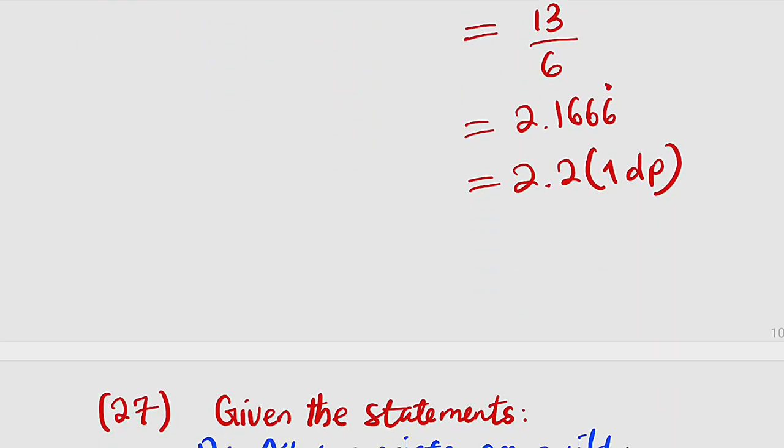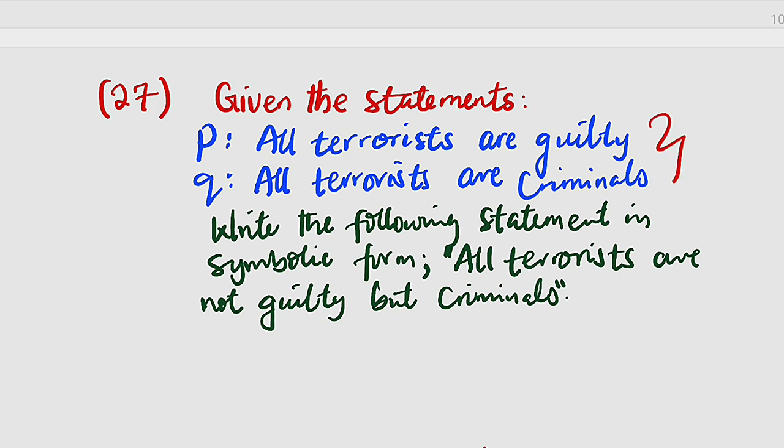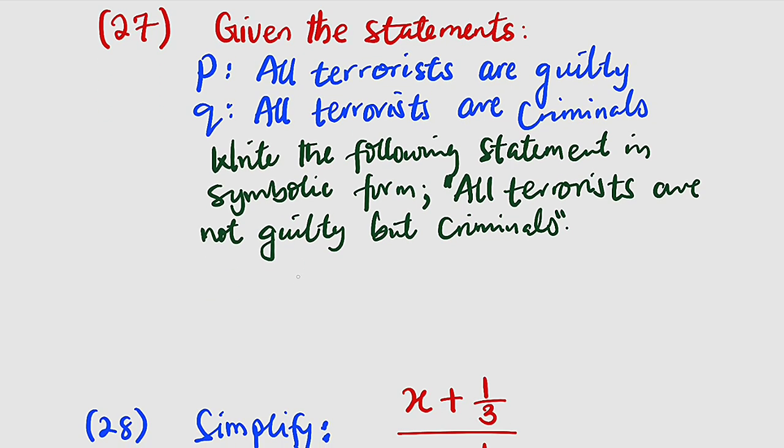Let us move on to question number 27. Question number 27 is logic. We are given the statement P stands for all terrorists are guilty. Q stands for all terrorists are criminals. So we are asked to write the statement in the symbolic form: all terrorists are not guilty, but criminals. Suppose all of these two statements are true, we can write it as P and Q.